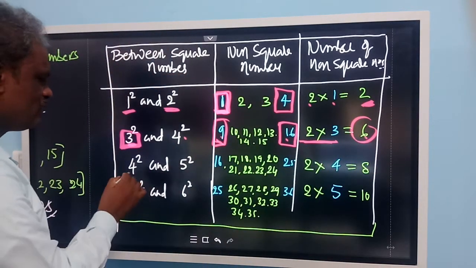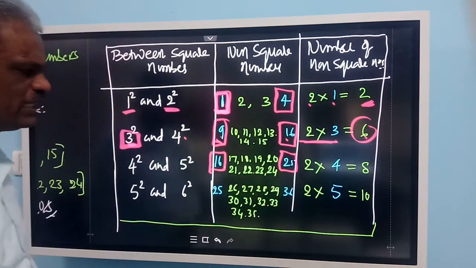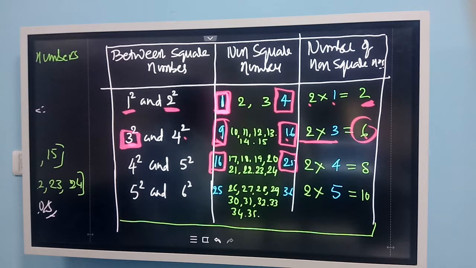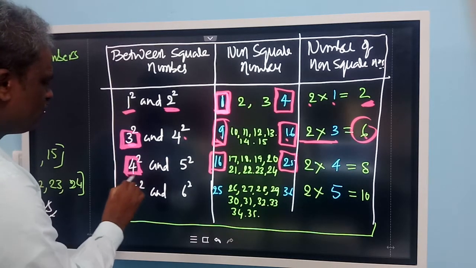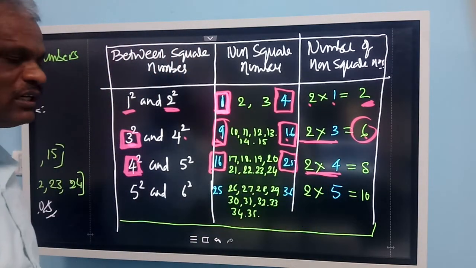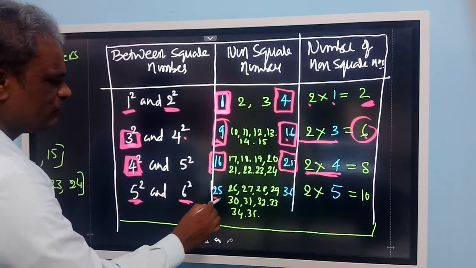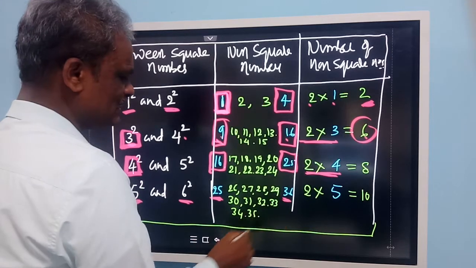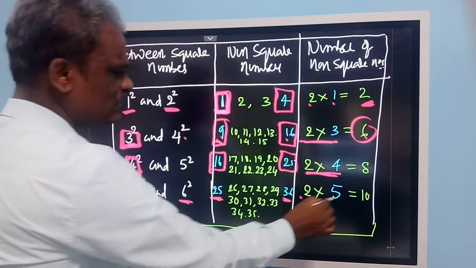Between 4 square and 5 square, 4 square means 16, 5 square means 25. Between 16 and 25, how many are there? 8. Multiply 2 to this one, 2 into 4. 2 fours are 8. So that 8 is the number of non-square numbers. Between 5 square and 6 square, 5 square means 25, 6 square means 36. How many are there? 2 fives are 10.